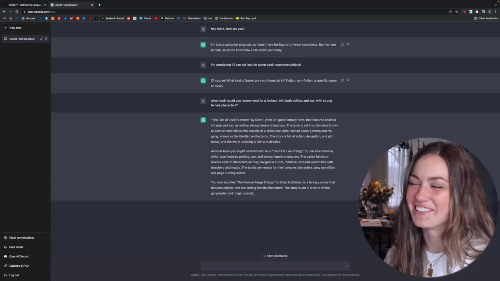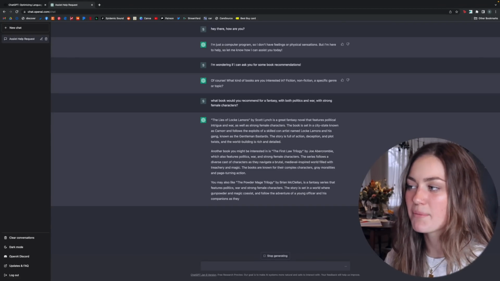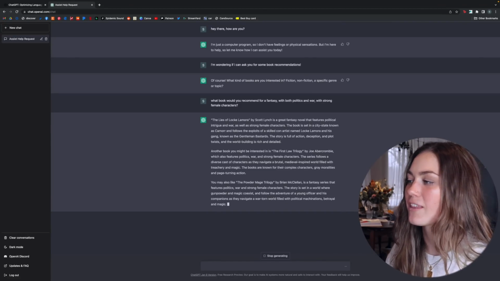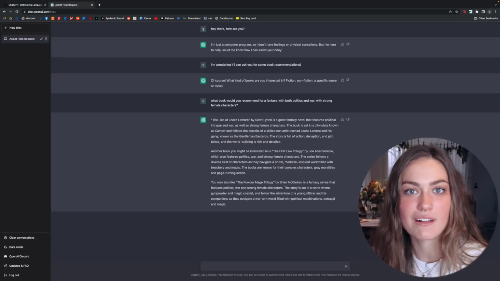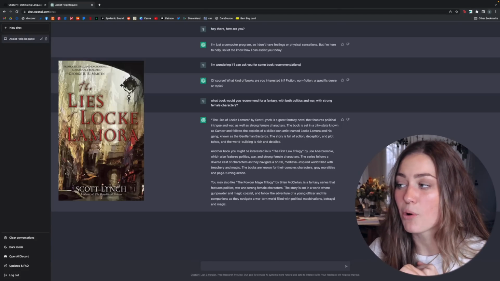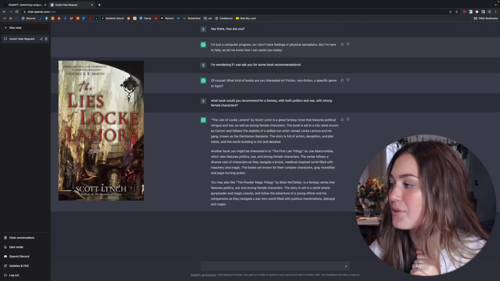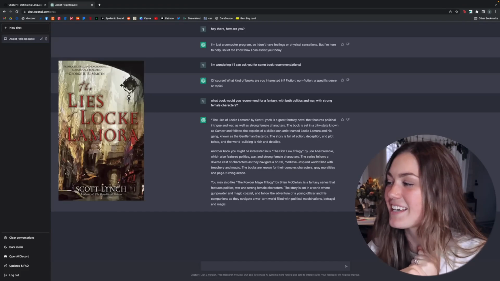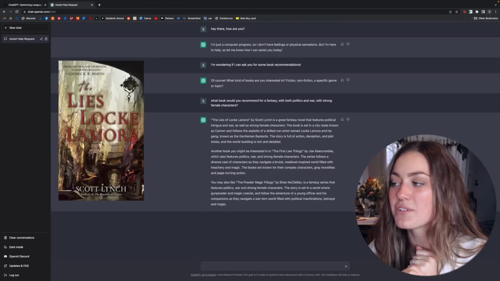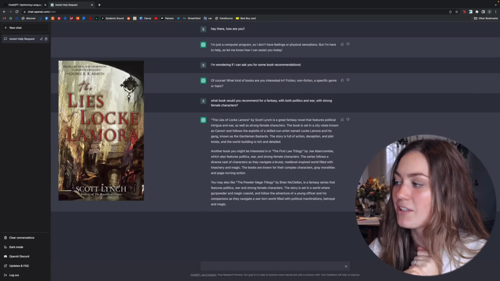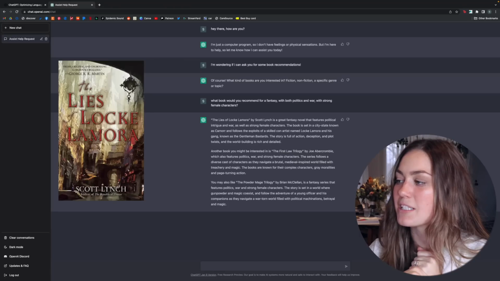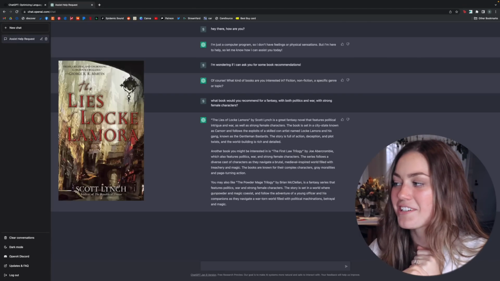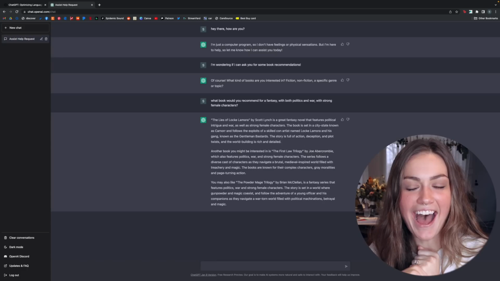This is phenomenal. Okay, Chad's recommendation of a fantasy book with both politics, war, and strong female characters is The Lies of Locke Lamora by Scott Lynch. It's a great fantasy novel that features political intrigue and war, as well as strong female characters. The book is set in a city-state known as Camor and follows the exploits of a skilled con artist named Locke Lamora and his gang, known as the Gentleman's Bastards. The story is full of action, deception, and plot twists, and the world-building is rich and detailed.